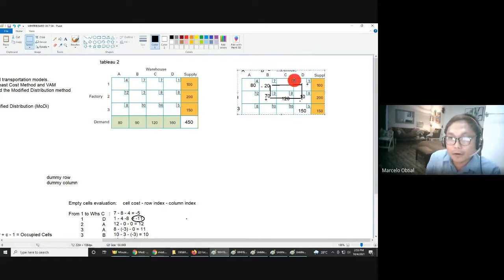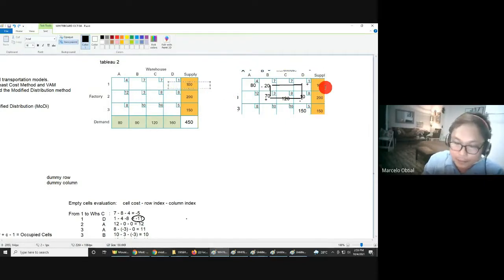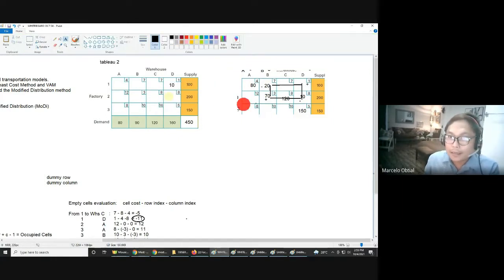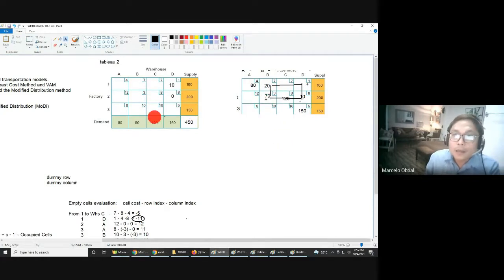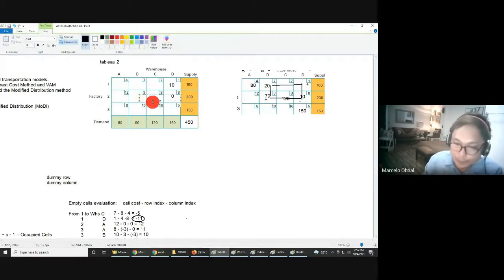So mangyayari, you add this positive number doon sa corner points. So plus 10, this corner, plus 10, that will give you 10. Blanco plus 10, 10. Then negative 10 plus 10 will give you 0. Next, this is corner point. Plus 70, plus 10 will give you 80. And last, you have negative 20 plus 10 will give you 10, right? Correct, 10.